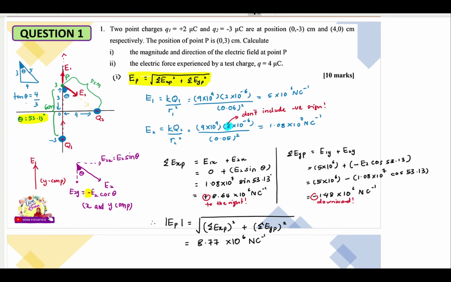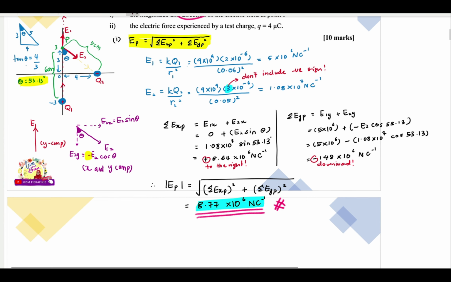So, bila jawab soalan, jangan terlupa untuk letak unit yang betul. Jika jawapan akhir unit awak tidak letak, so akan hilang satu markah iaitu jawapan akhir walaupun jawapan awak itu betul. Okay. And then, soalan minta sekali direction. Okay, jangan lupa direction. Okay, so we want to calculate the direction. So, angle theta. Okay, let's try.